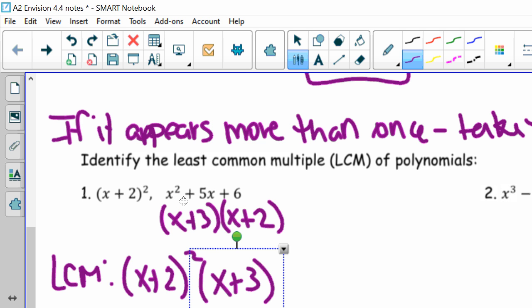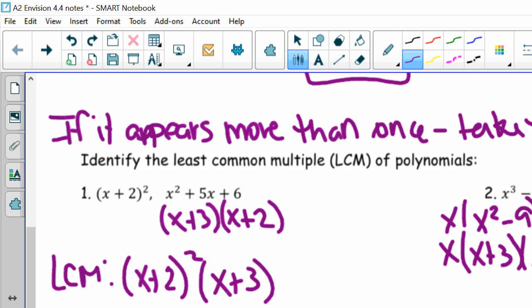Okay. So number 2, again, first thing I want to do is factor everything. So x cubed minus 9x, if I pull an x out, then I'm left with x squared minus 9. That's a difference of squares, so then I get x times x plus 3 and x minus 3. So there's the first one factored. So now let's go to the second one.